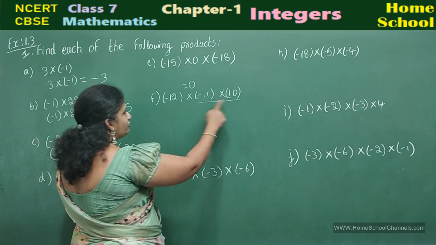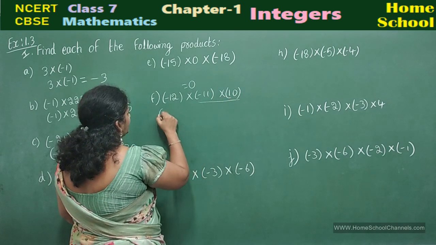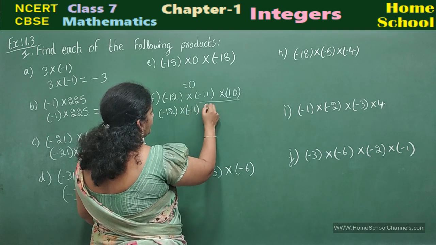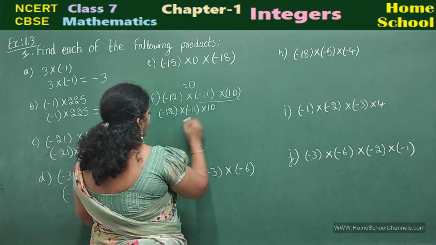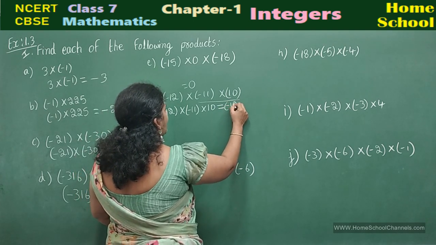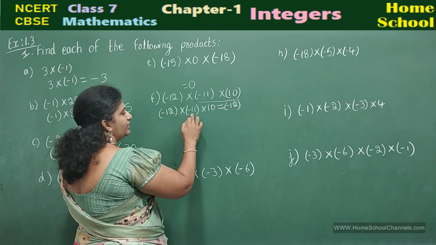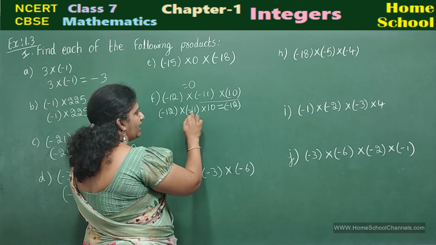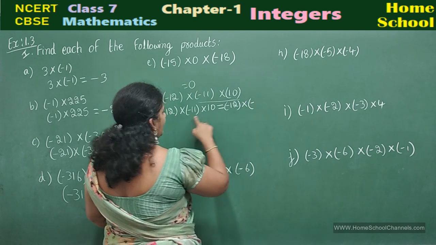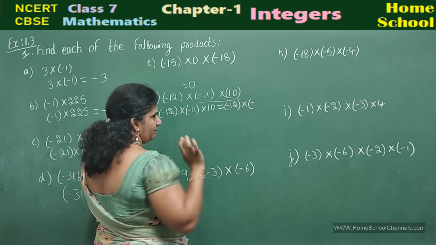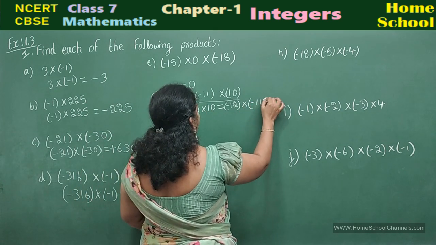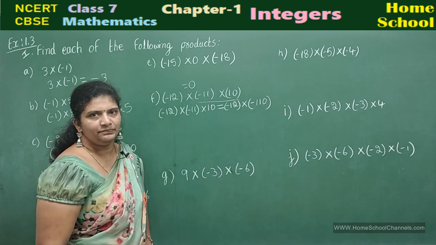Okay, now these two I'll multiply, children. First, let me write the question again. Minus 12 into minus 11 into 10. Okay, this is equal to minus 12 as it is I am taking, right? These two multiply, minus into plus. Minus into plus, it will be minus. When you get a minus, put a bracket. 11 into 10, 110. 11 tens are 110.